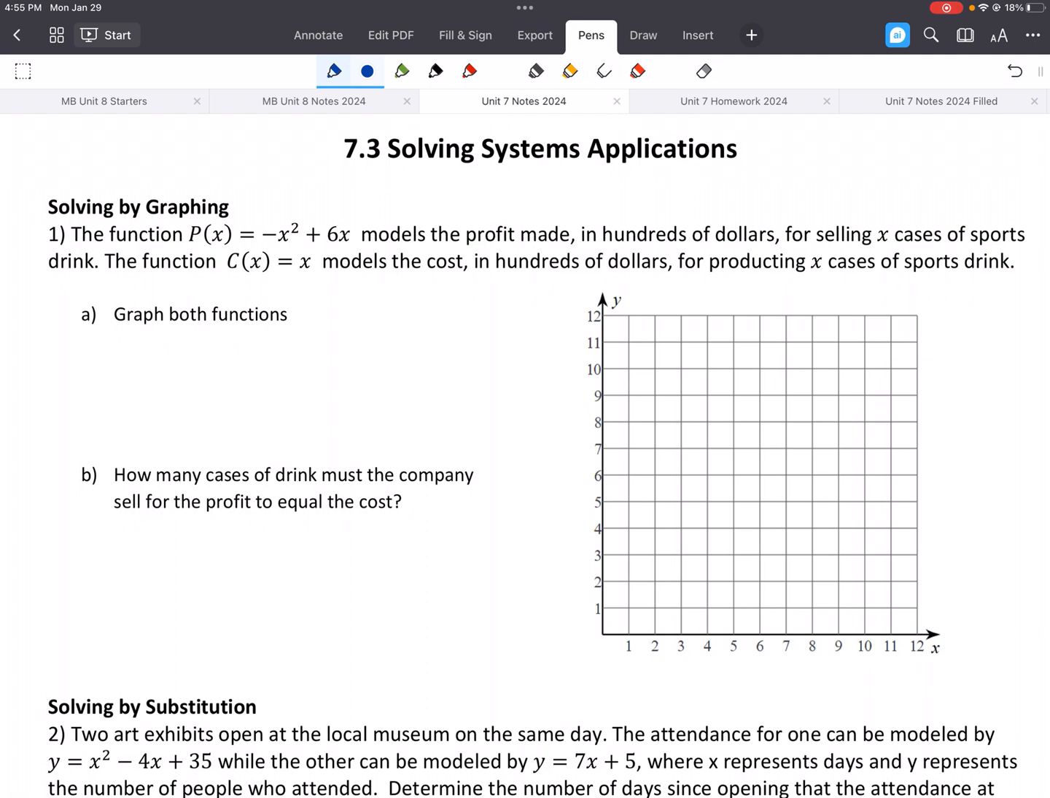So, solving by graphing. This was like 7.2, so if you need to, you can always refer to that and watch the video for it. But basically what we're trying to do is graph both of these equations and see where they intersect. Okay, so let's start with the linear equation.